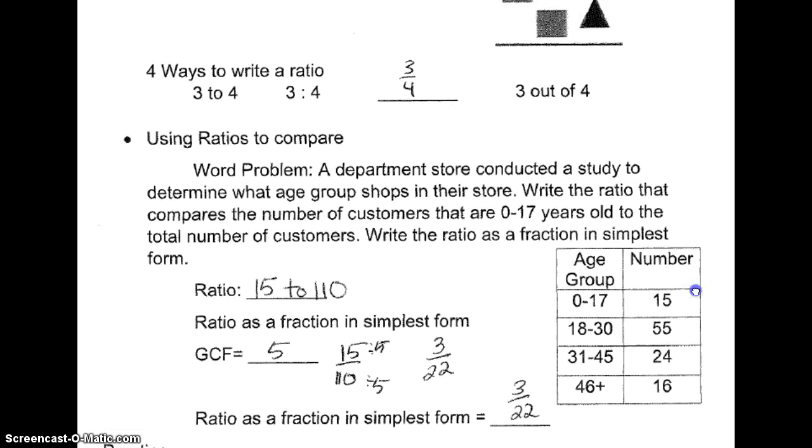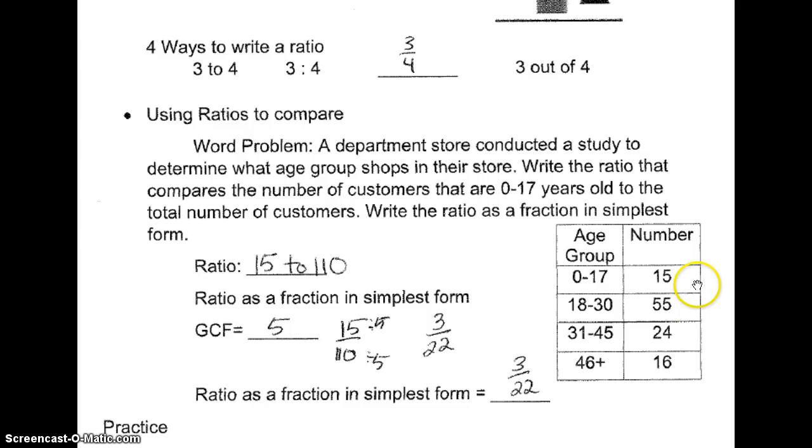Okay, we've got 15 people that came into the store during their study that were ages 0 to 17. To compare it to how many customers came into the store, we have to add up the total numbers to get 110. 15 to 110 is our ratio. But we need to write that ratio as a fraction in simplest form.